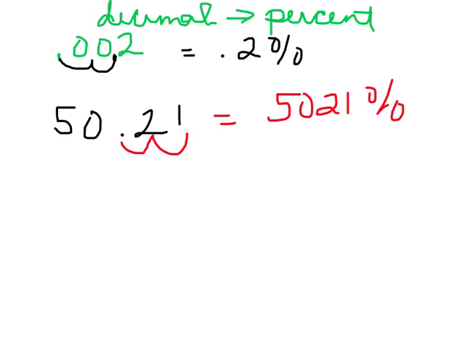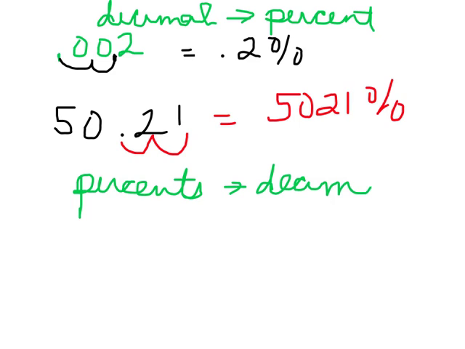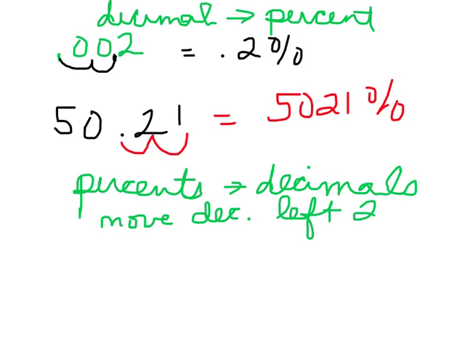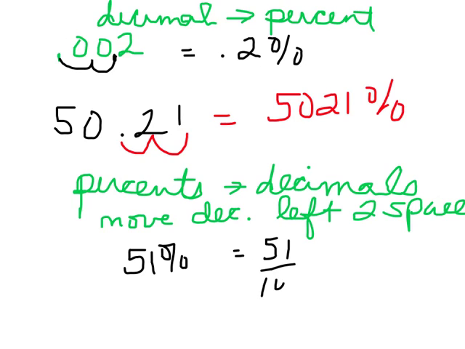Now, what if I want to do the opposite thing? What if I want to change percents to decimals? Basically, all I do is move the decimal place left 2 spaces, and let's see why that works. Let's say I have 51%. That means, if you think about it, that's 51 out of 100, correct? Well, 51 over 100, remember, your first decimal place is your tenths place, and the second one is your hundredths place, so it would be 0.51.